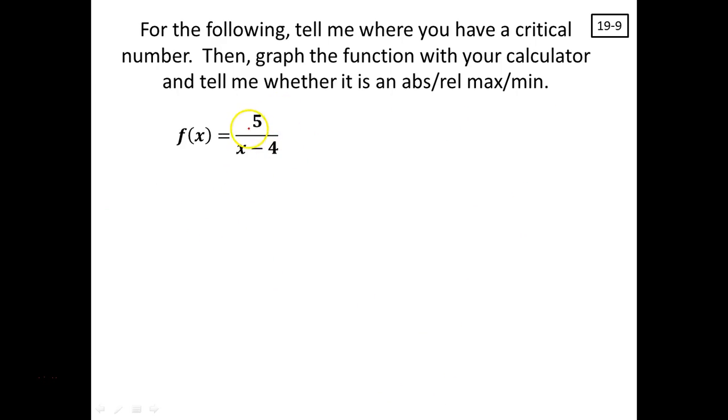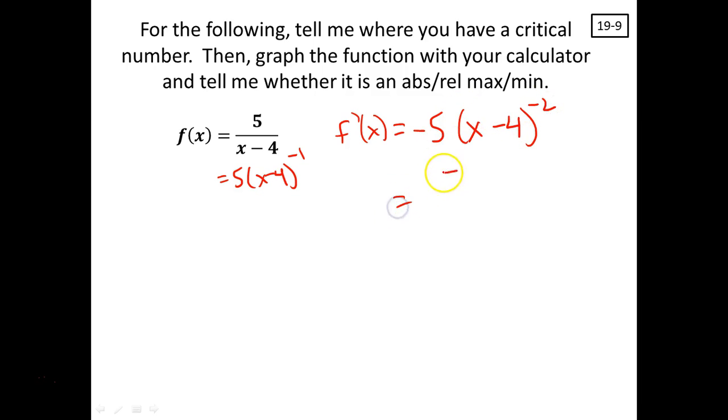This last one is going to be 5 over x minus 4. Pause the video, give it a try. All right, so I hope you paused this video. Let's do the derivative. f prime of x is going to be, first off, let me rewrite this as 5 times (x minus 4) to the negative 1, to make it easier to take the derivative. So it's going to be negative 1 times 5 times (x minus 4) to the negative 2. Let's write this as negative 5 over (x minus 4) squared.